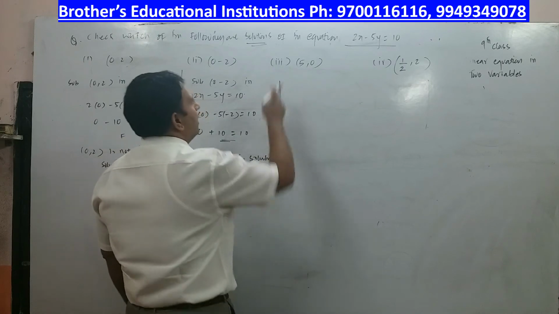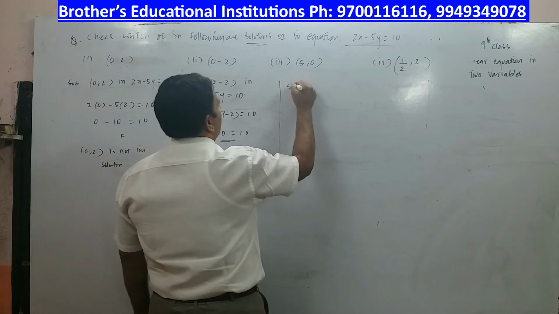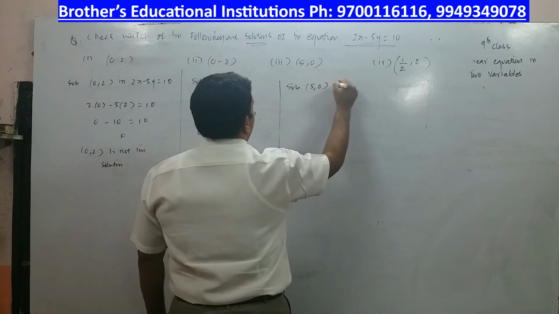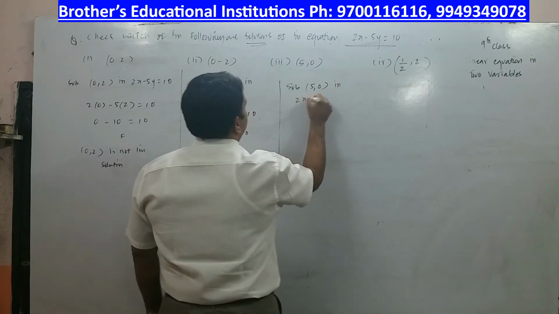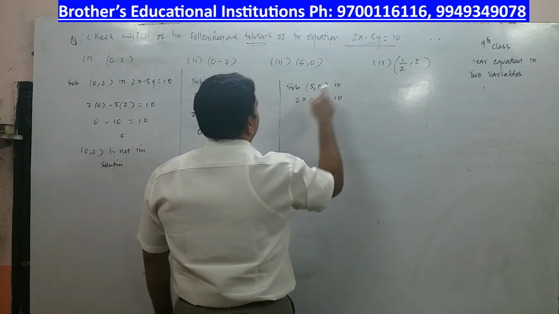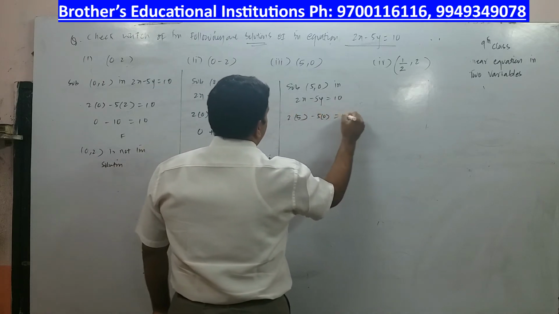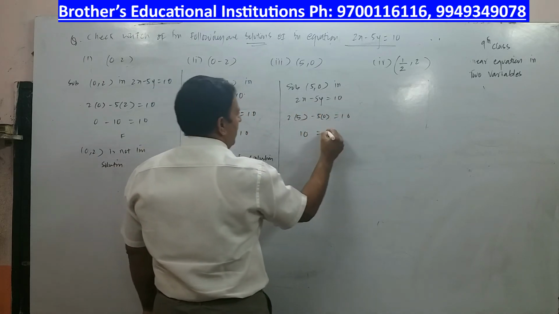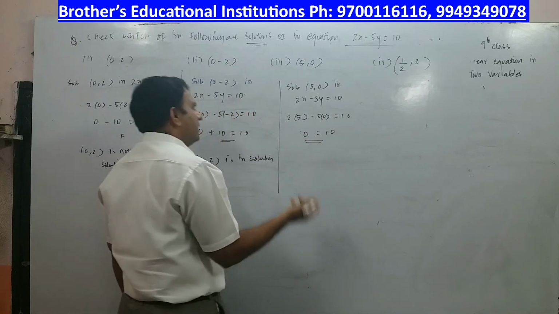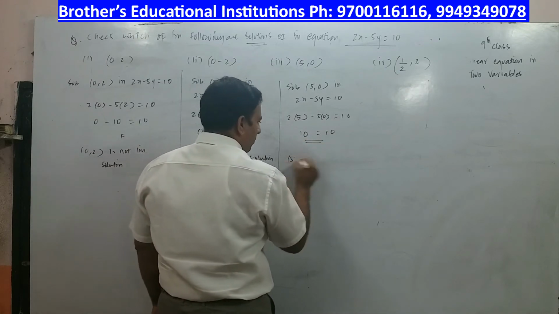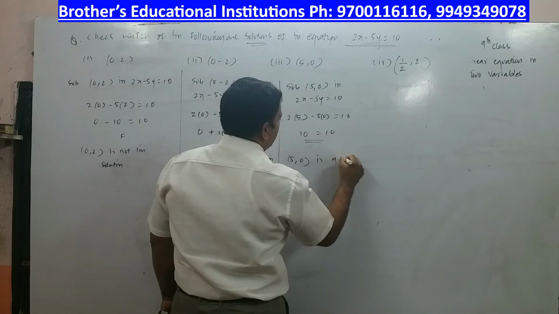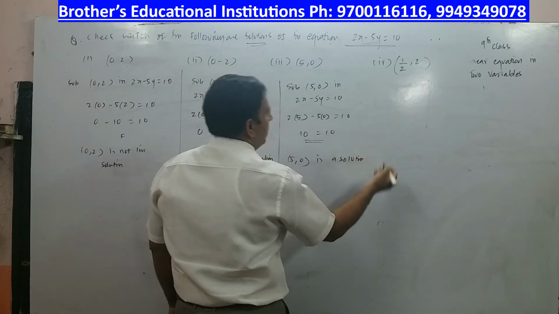the given equation. Next one, substitute 5 comma 0 in 2x minus 5y is equal to 10. So it is 2 into 5 minus 5 into 0 is equal to 10. 2 5's are 10. This is 0. 10 is equal to 10. Is it true? Yes sir. So I will say 5 comma 0 is a solution. It can be one of the solutions.